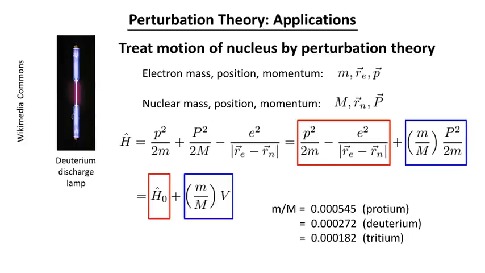So let's start. We have the electronic coordinates, the mass, the position, the momentum, designated thusly. The same for the nucleus, mass capital M and its own position. It's a two-particle system. The Hamiltonian consists of the electron kinetic energy, the nuclear kinetic energy, and then the interaction potential. Now we split this up into two pieces shown here. The one in the red box contains the electron kinetic energy and the interaction energy, and the term in the blue box is the nuclear kinetic energy, the energy of motion of the nucleus.